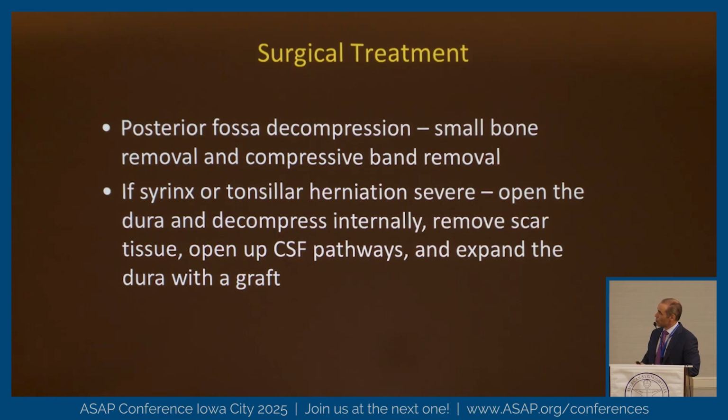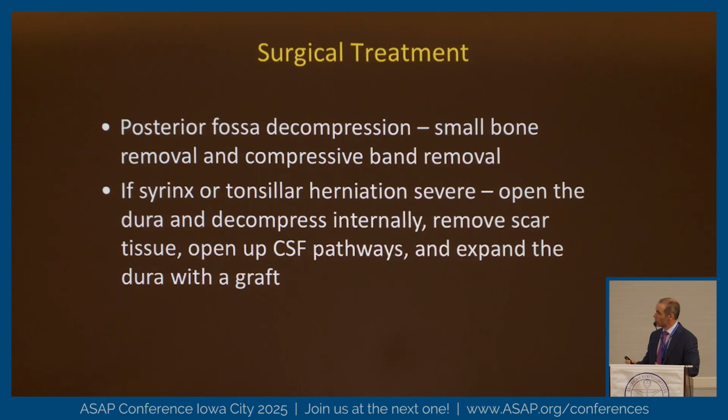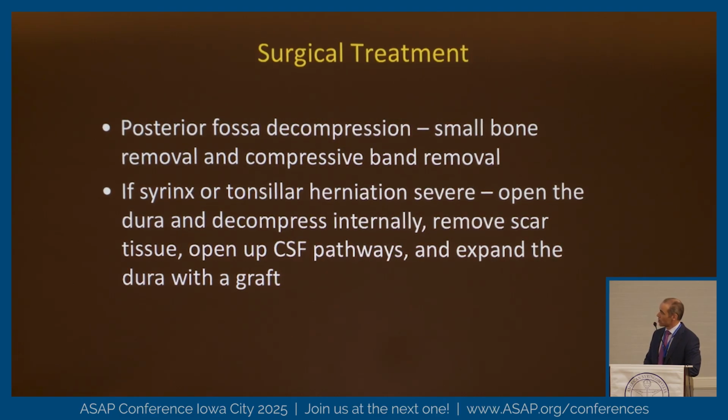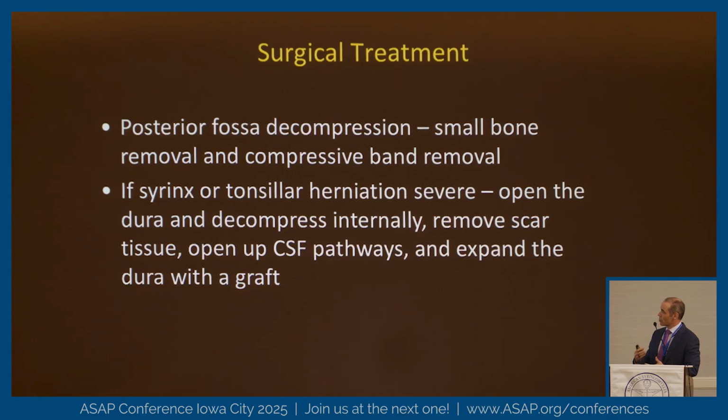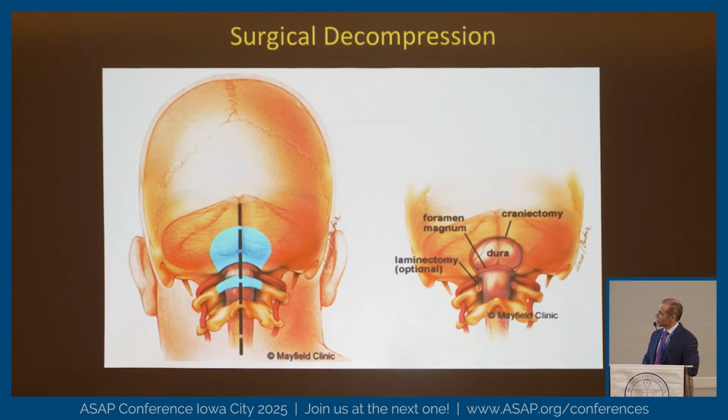So surgical treatment: posterior fossa decompression, small bone removal, and a compressive band removal. And if syrinx or tonsil herniation is severe, there's brainstem compression, and you can open the dura, decompress internally, remove scar tissue, open up the CSF pathways, and expand the dura with a graft. These are the classic treatment strategies for this.